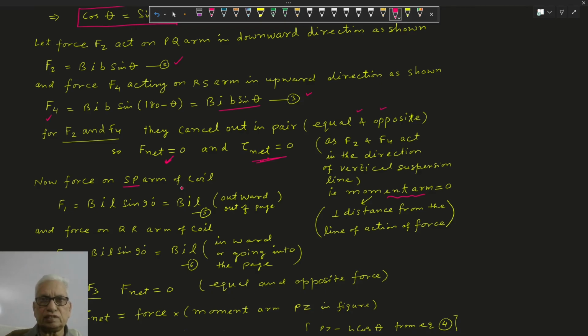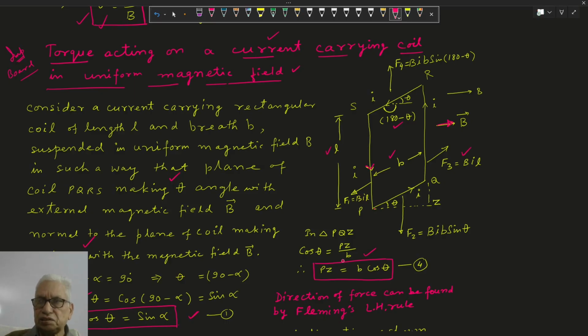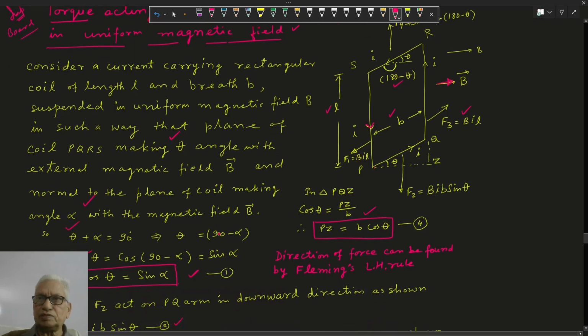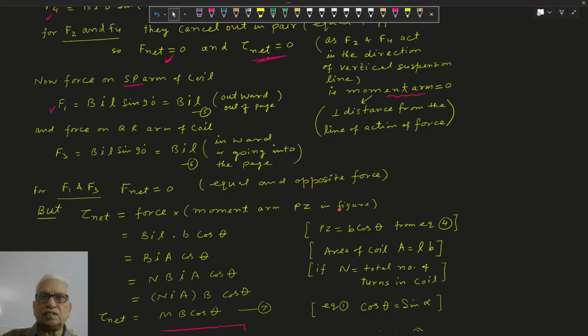Now considering force on arm SP, here the angle between the magnetic field and current will be 90. Similarly, the angle between QR and the magnetic field is also 90. Using the left hand rule, the magnetic field is downward, so the force is upward. F1 is BIL sin 90, BIL upward, and this F3 is BIL downward. They are equal and opposite, so net force here also becomes 0. Considering here this F1, BIL sin 90 given by equation 5, outward out of the page, and force on QR will be BIL inward, going into the page.